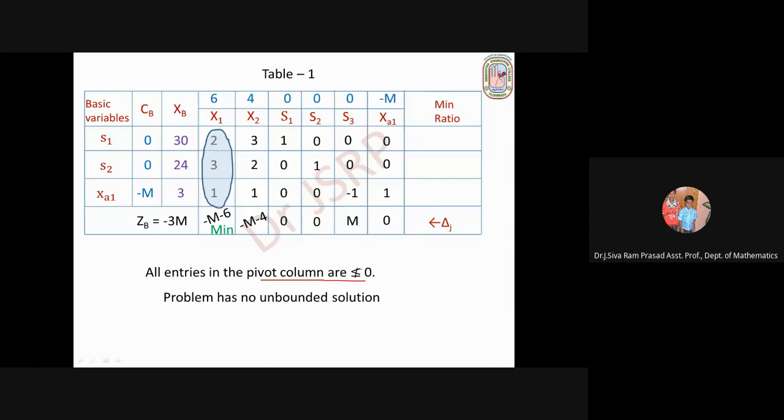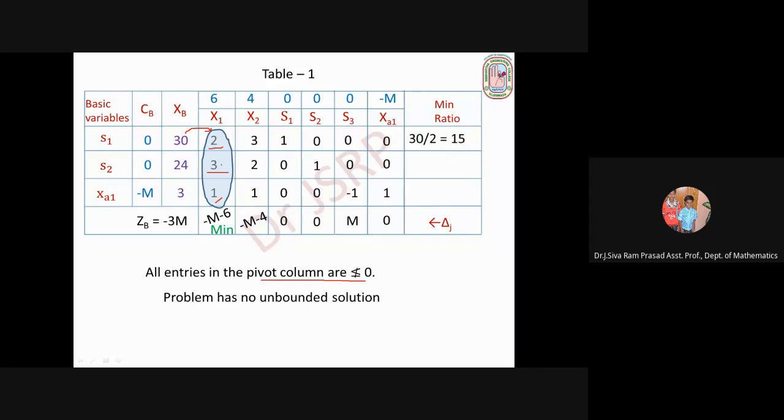Okay, right. So we can find the leaving basic variable. How do you find the leaving basic variable? By using the minimum ratio test. What is the minimum ratio test? In the pivot column, consider the positive entries. For those entries, take the ratio with the corresponding solution. This is 30/2, that is 15.